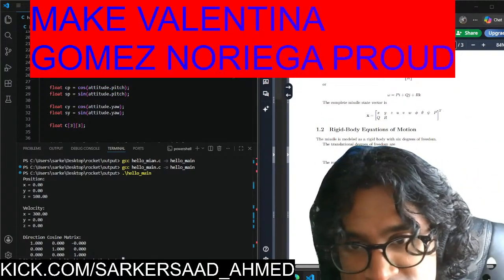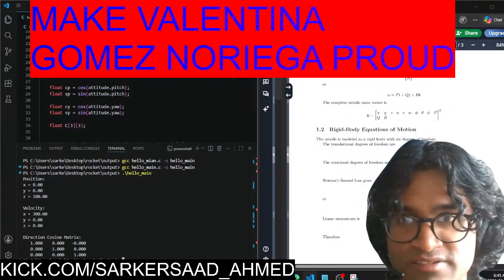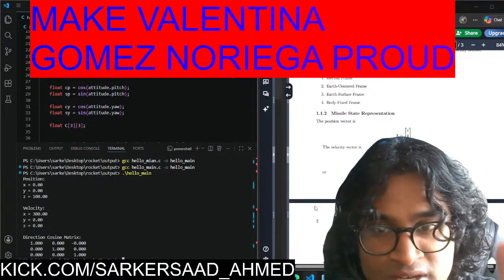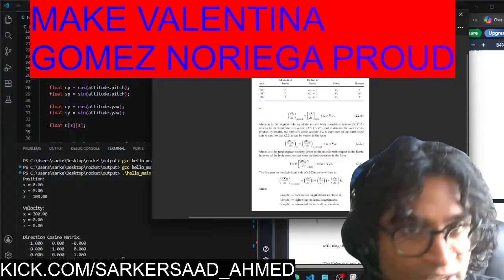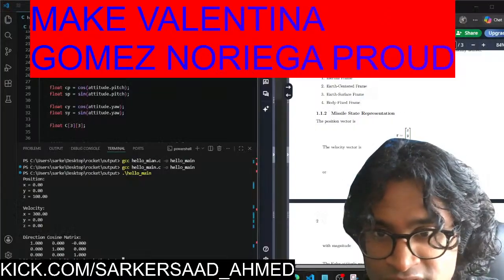And then rigid body equations of motion for the missile. Let's make it simpler so that people can understand. So if Valentina is watching, Valentina can also understand what's going on.